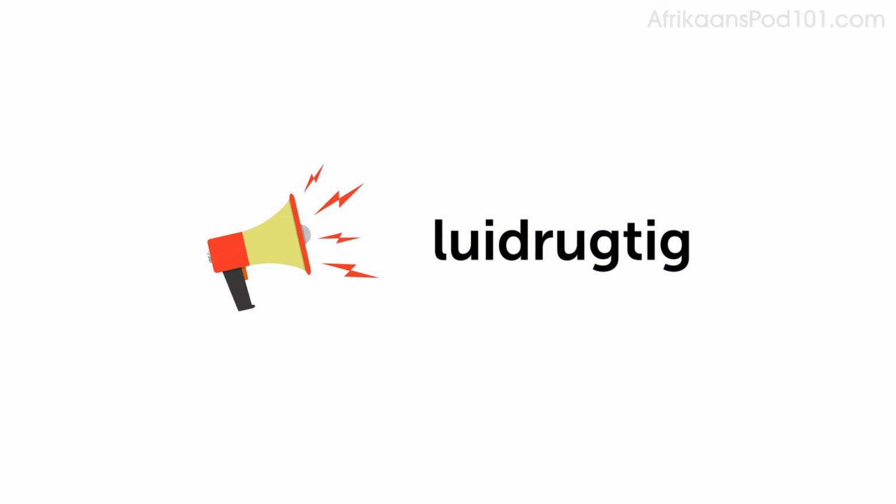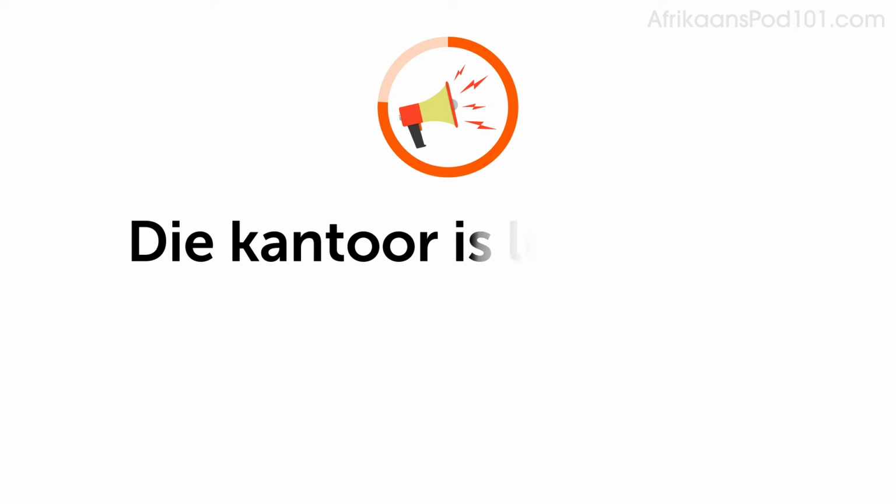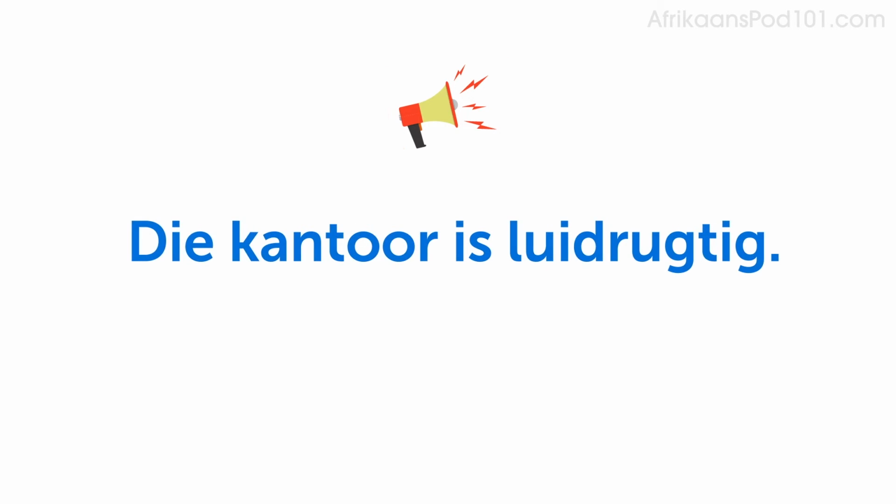Now imagine the office is noisy. Do you remember how to say noisy? Luidruchtig. Say, the office is noisy. Die kantoor is luidruchtig. Now, answer the question saying the office is noisy. Wat is fout? Die kantoor is luidruchtig.